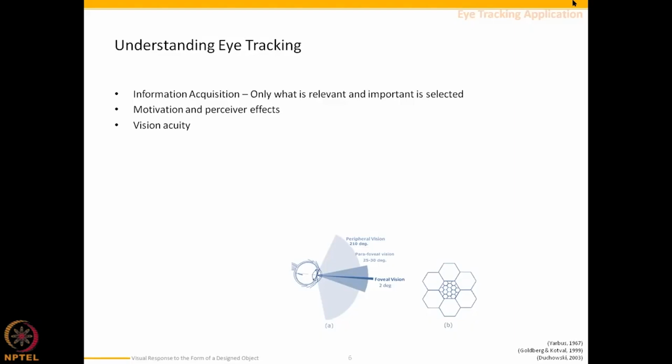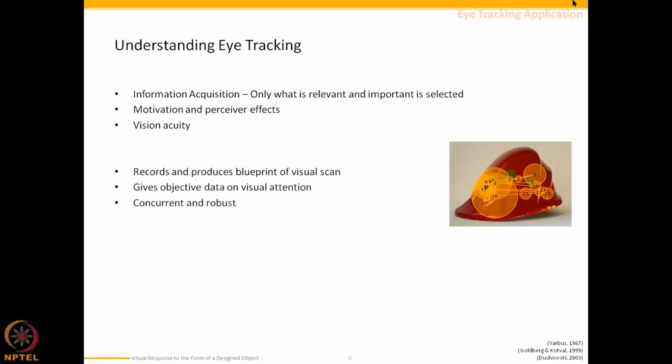So anyway, coming back to this, records and blueprints, visual scanning. For the visual scanning that we are doing, you will get a complete blueprint record. Like when you go from here to your nearby market and there are things on the way, you will get the GPS map of your eyes. I will show you how. And so it gives objective data.